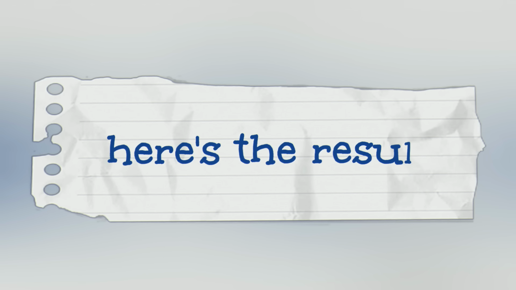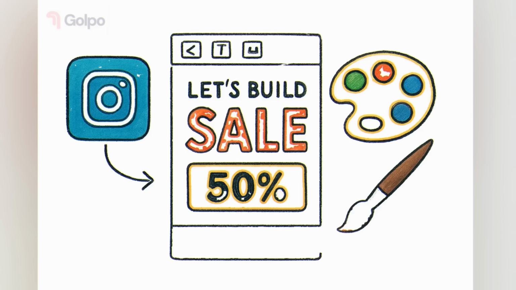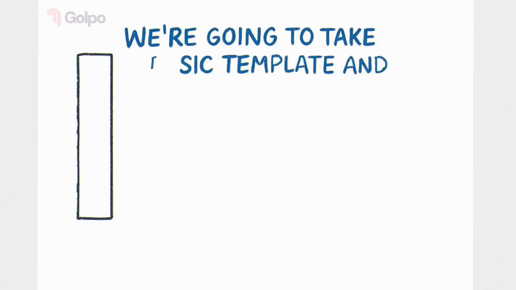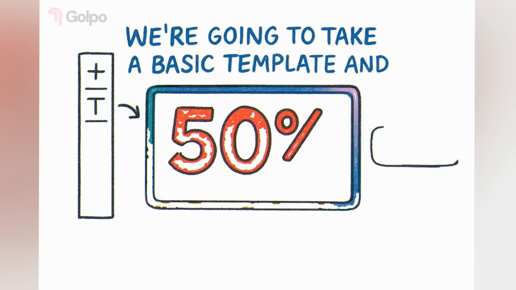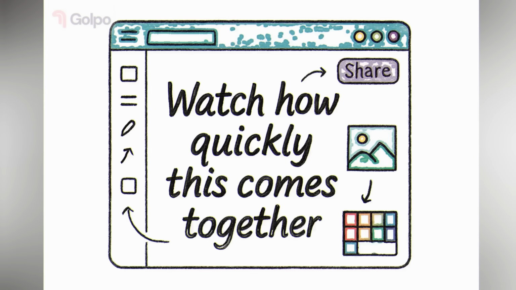And here's the result. Let's build a classic Instagram sale post right now, step by step. We're going to take a basic template and customize it to announce a 50% off sale. Watch how quickly this comes together.